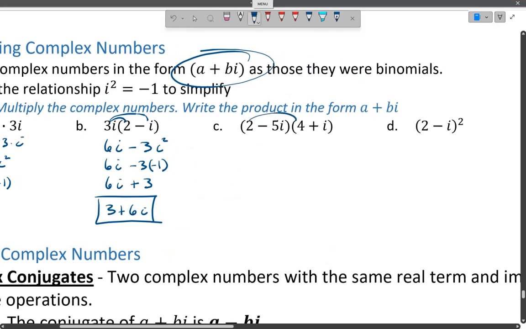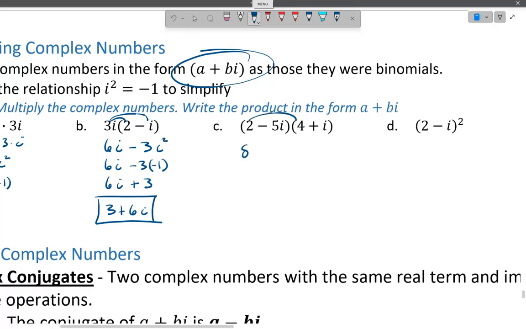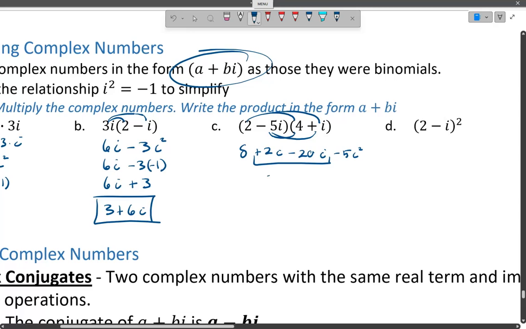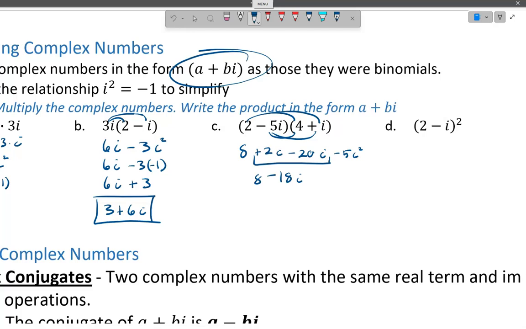All right, real quick. Distributive property. 2 times 4. Distributive property. No. 2 times i. Negative 5i times 4. Negative 5i times i. Yeah, I know. That's because I'm writing quick. Okay? Do I have any like terms I can combine? So that's negative 18i. Then we also have, hold on. Negative 5 times i squared becomes positive 5. Do I have any other like terms I can combine? 8 and 5 gives me 13 minus 18i.